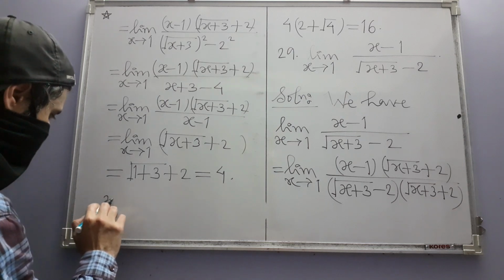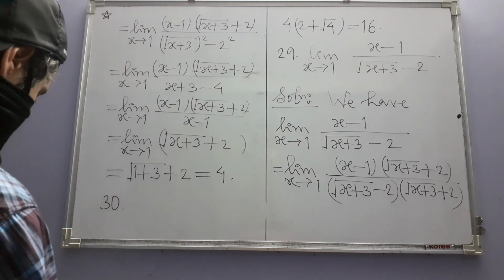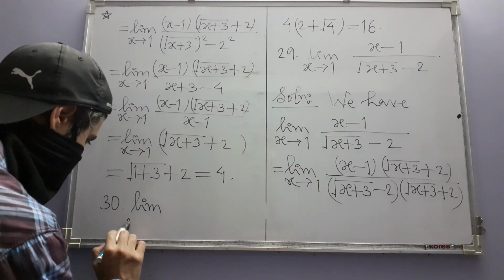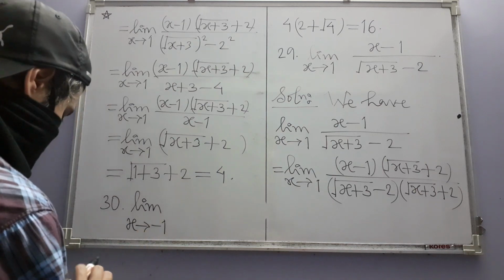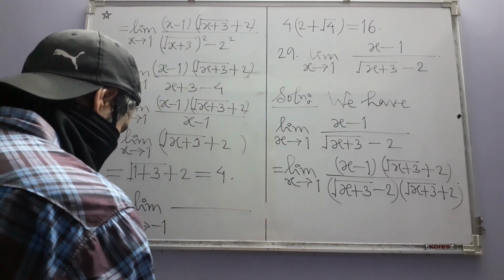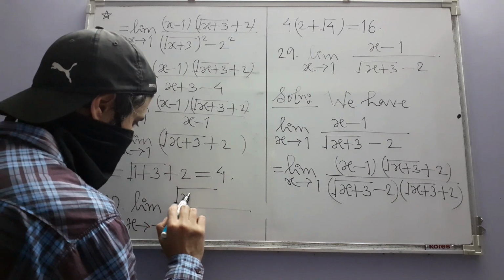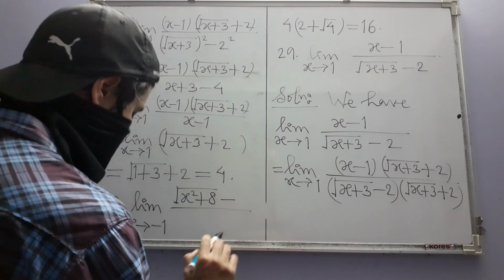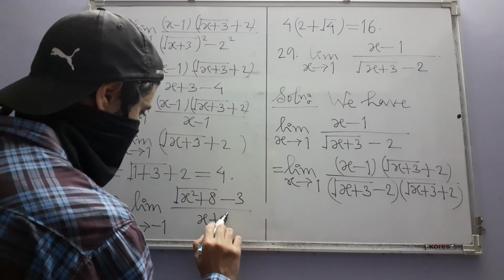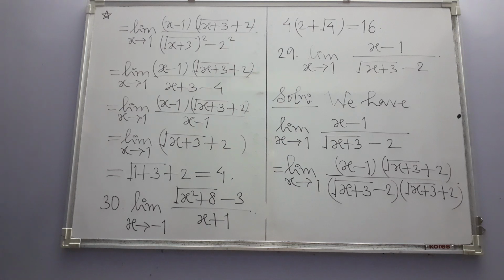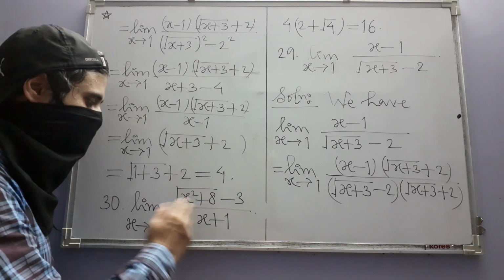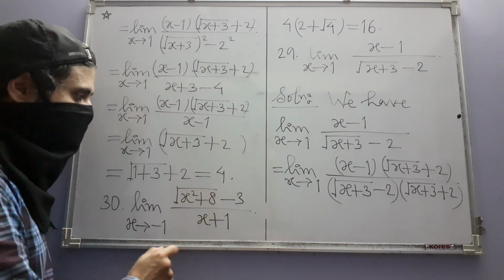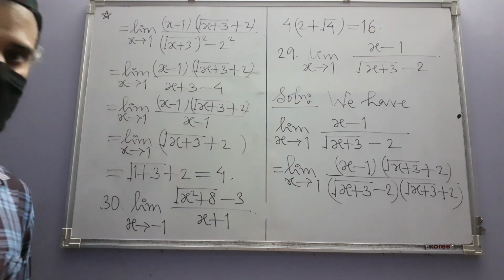And finally, number 30. Number 30 is again another one like this one. The independent variable is approaching -1 and the function is square root of x square plus 8 minus 3 over x plus 1. Okay, so to just make it a little bit more difficult, a quadratic polynomial has been taken inside the radical. Here, however, you had a linear polynomial.